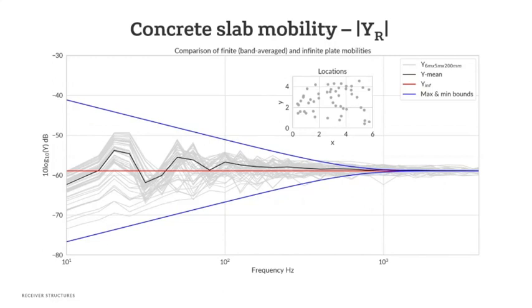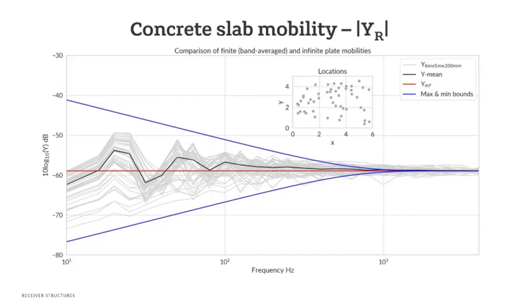Now you can see that the average mobility curve matches very well with the characteristic mobility. That's the red curve, and this is to show the power of utilizing the characteristic mobility of just an infinite plate, using a very simple relationship to characterize the actual receiver, for which you may have very limited data, or you may not be able to measure.